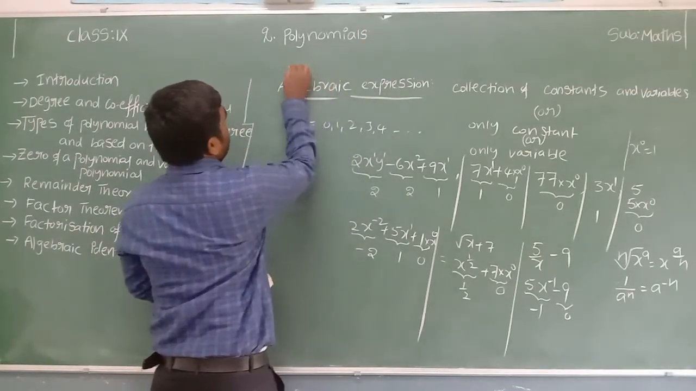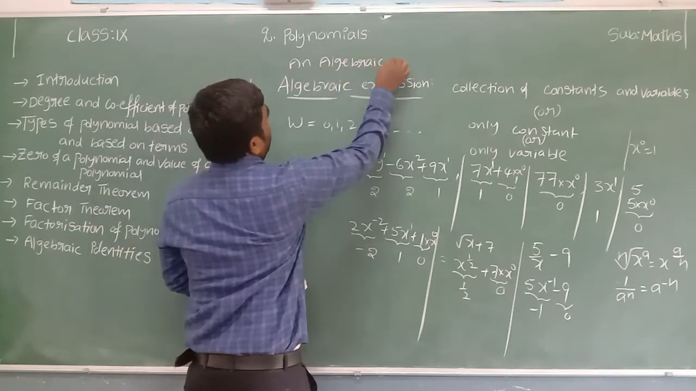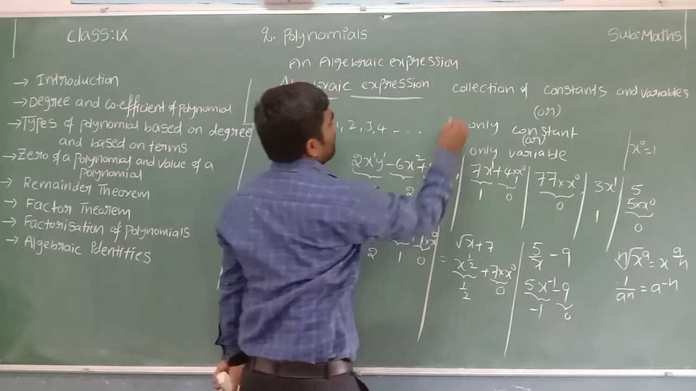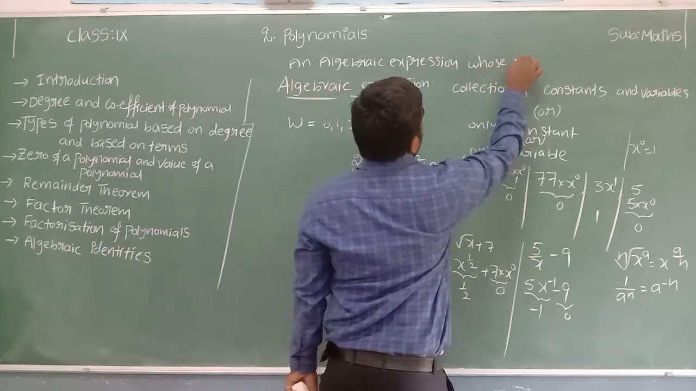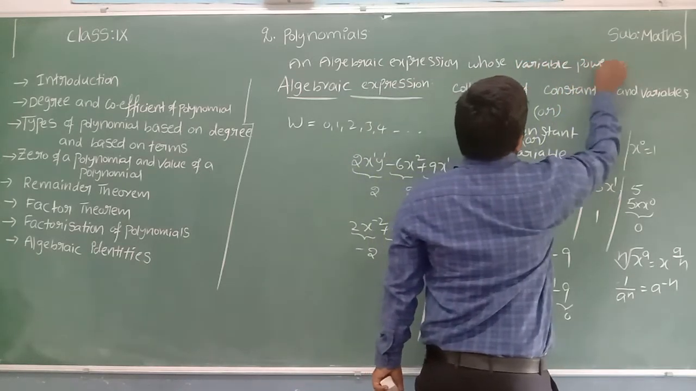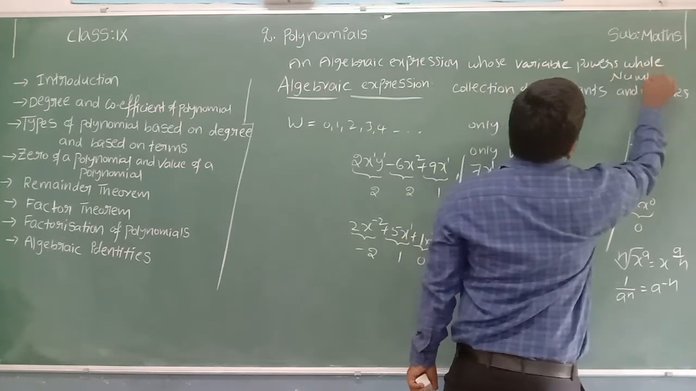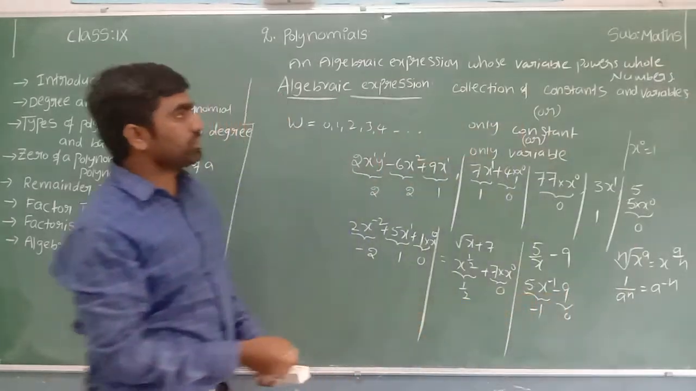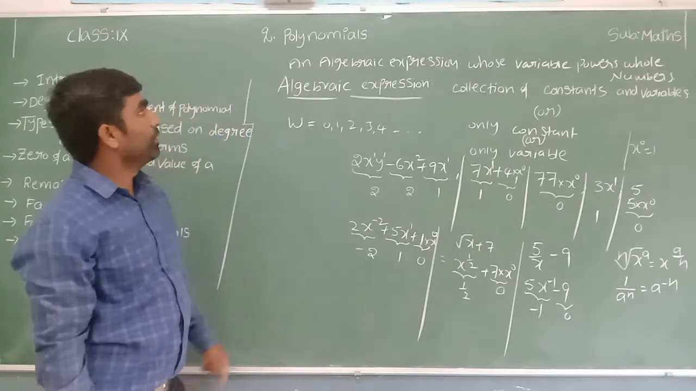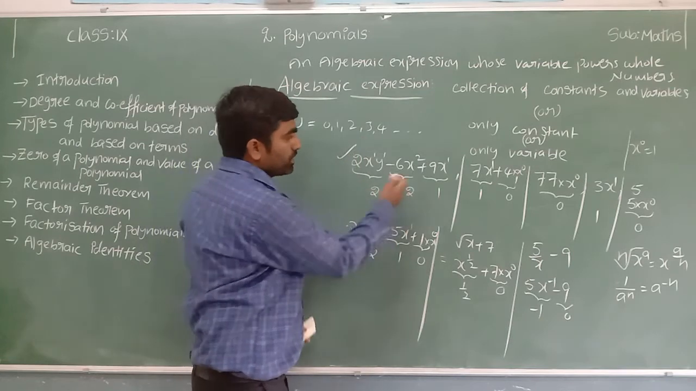An algebraic expression whose variable powers are whole numbers is called a polynomial. Yes, you can say it is a polynomial whose variable powers are whole numbers.